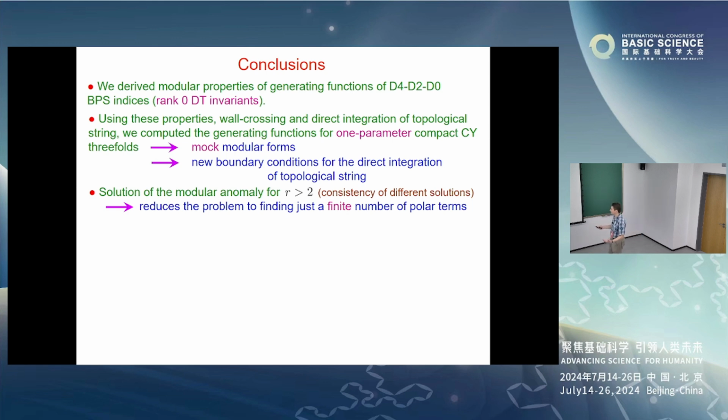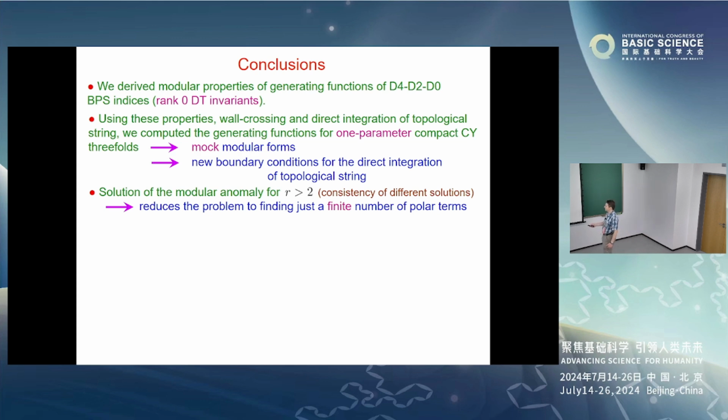And in particular, these provided the first examples of mock modular forms associated to these Calabi-Yaus. And it's important also that from these results, we can extract new boundary conditions for the direct integration. So we can bypass the limitations of the original approach.